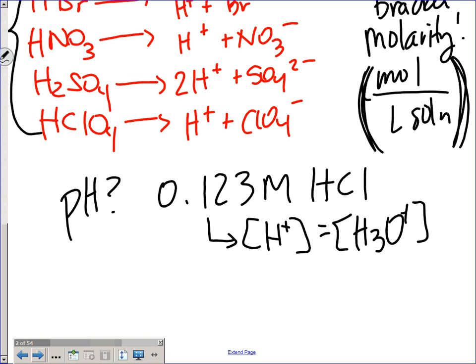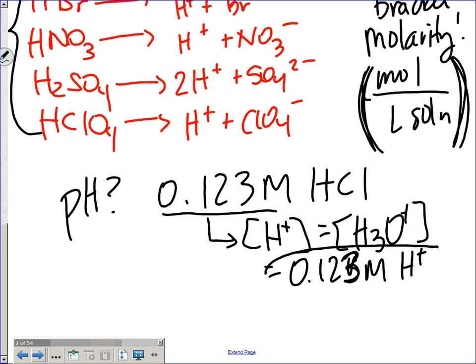I also will show you there are some pH formulas on your sheet back here. They say H plus, not hydronium, but they are interchangeable. Okay, so I should know now that this is my concentration of my H plus, aka hydronium, so I know that this is 0.123 molar.